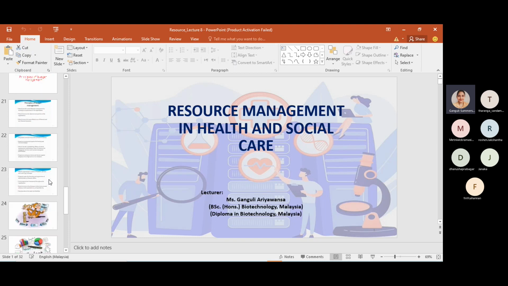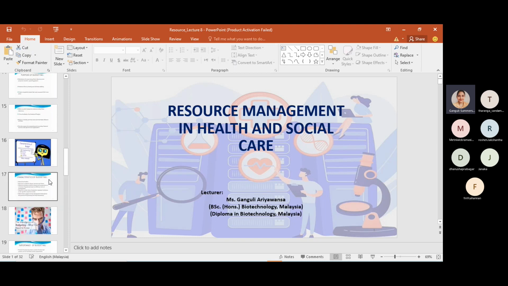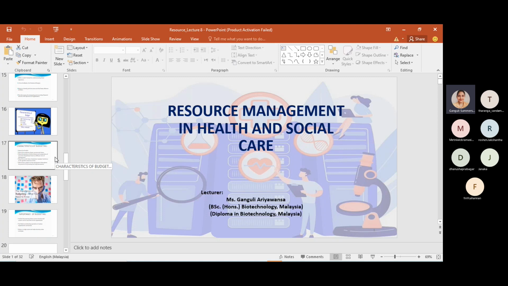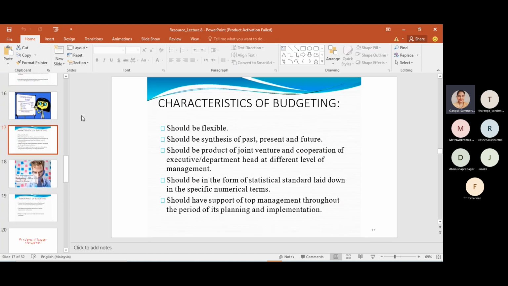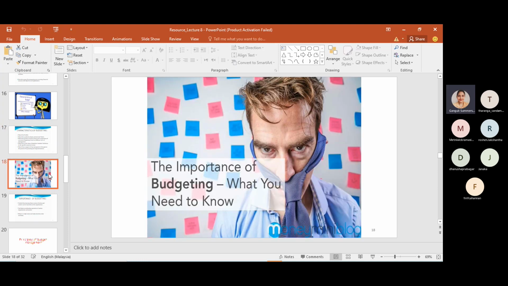Okay, so we stopped at slide 17, right? We discussed characteristics of budgeting, which is the last topic that we discussed in the previous week. So we discussed this slide. So I need to start from here onwards.